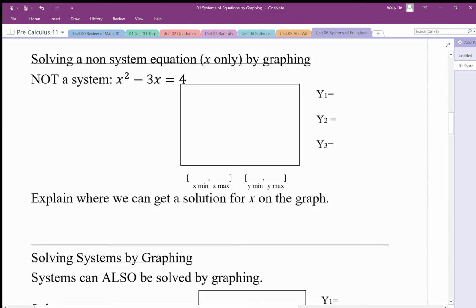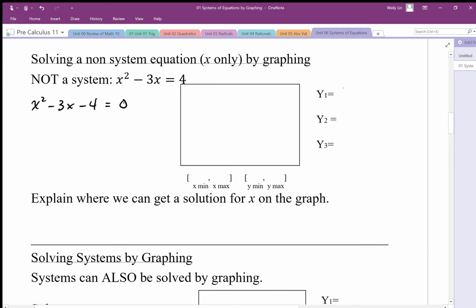So what is a non-system, or an equation in terms of x, a one-variable equation? How do we solve that by graphing? We're going to focus on graphing today. When we have the equation x squared minus 3x equals 1, notice it's one variable, so it is not a system. If I were to solve this, I want to make it equal to 0: x squared minus 3x minus 4 equals 0.